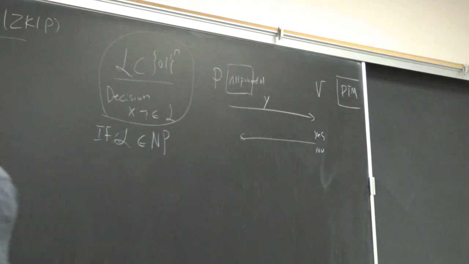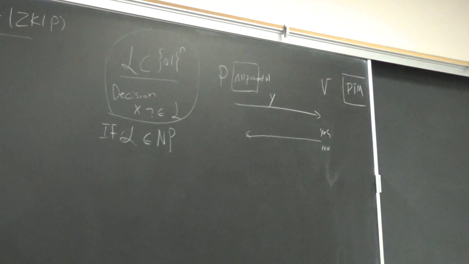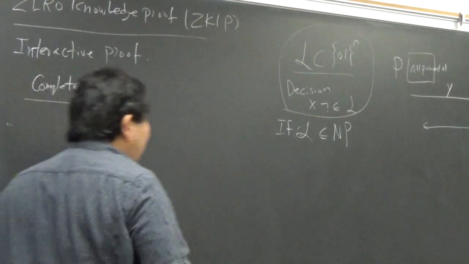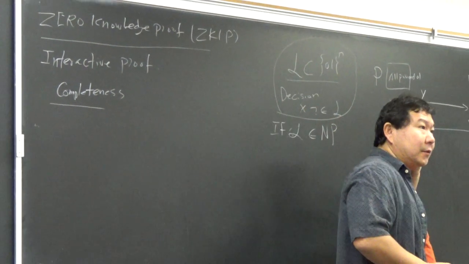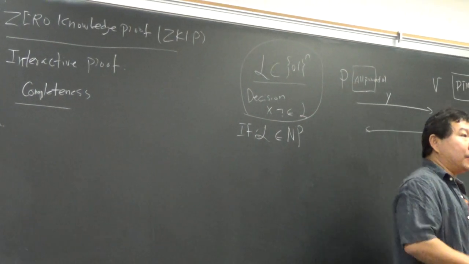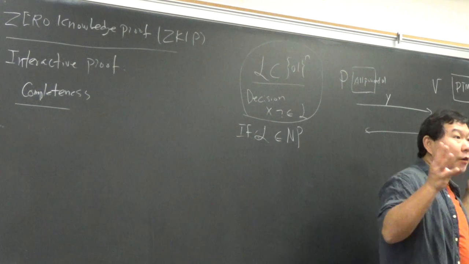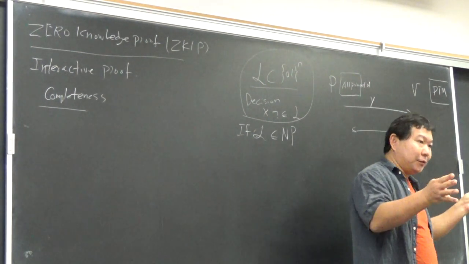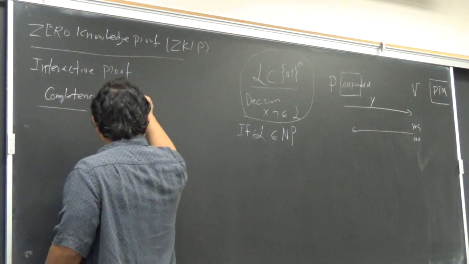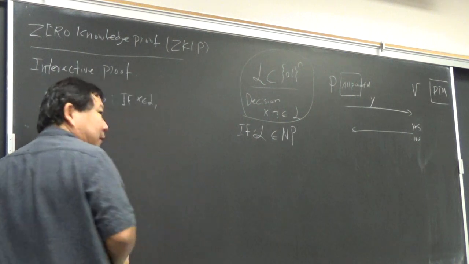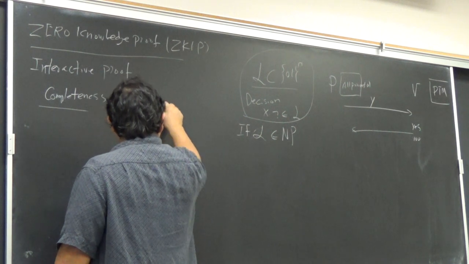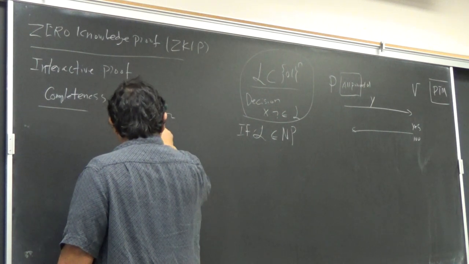The first property is completeness. That is, if X is in the language, then there's a way for the prover to get the verifier to say yes. Because the prover is all powerful, it has a way to offer a solution and the verifier says yes. Complete means that if X belongs to the language, then there is a way for the prover to convince the verifier.